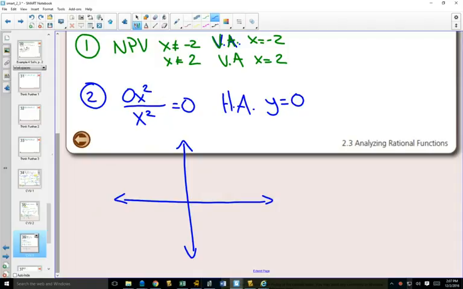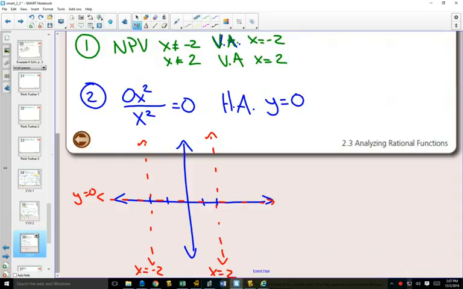We can label our 2 vertical asymptotes, -2 and 2. Label our horizontal asymptote at y equals 0.